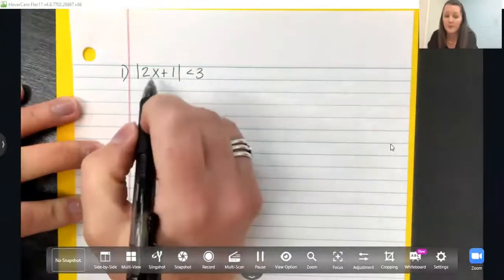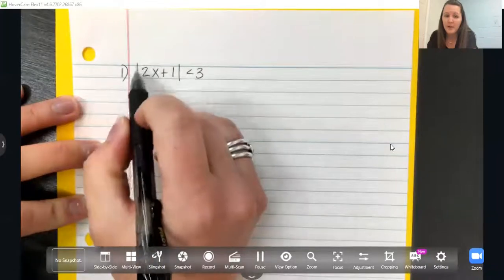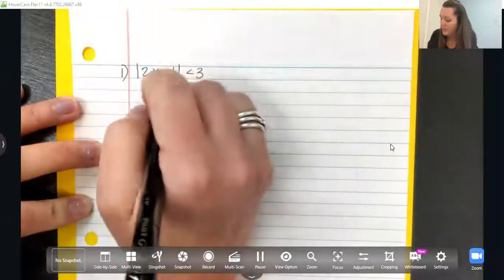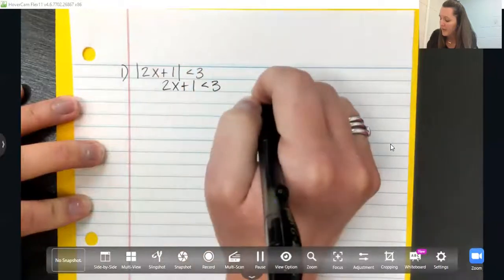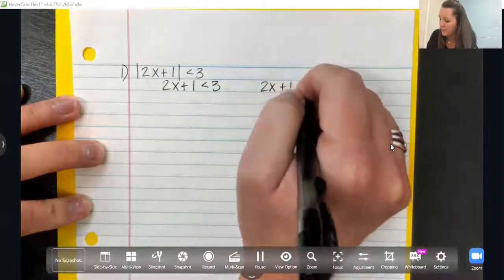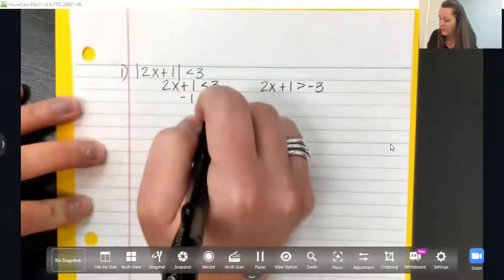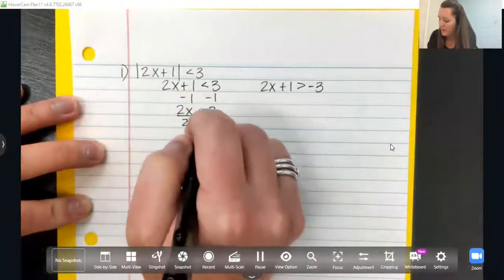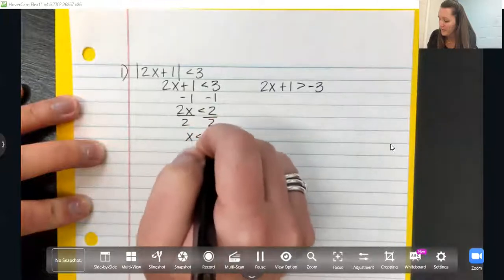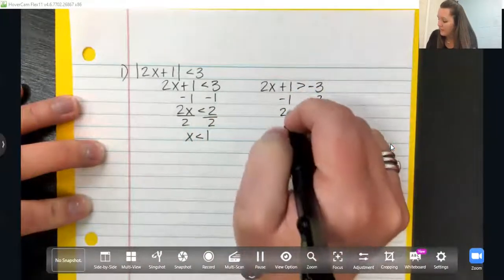All right, so this first one, absolute value of 2x plus 1 is less than 3. My absolute value bars are already isolated, so we're going to write our two equations. 2x plus 1 is less than 3, and 2x plus 1 is greater than negative 3. I'm going to solve the one on the left first by subtracting 1 and then dividing by 2, so x is less than 1. And then here we'll solve it the same way.